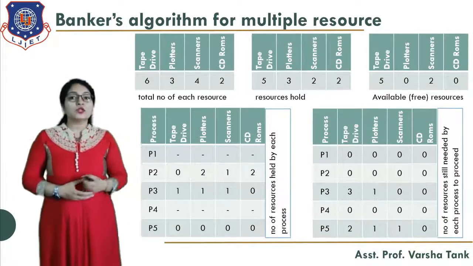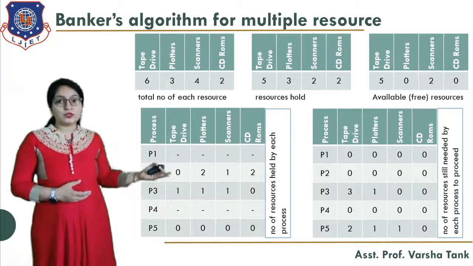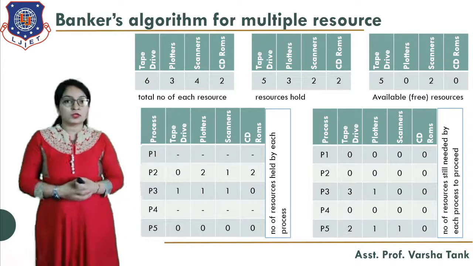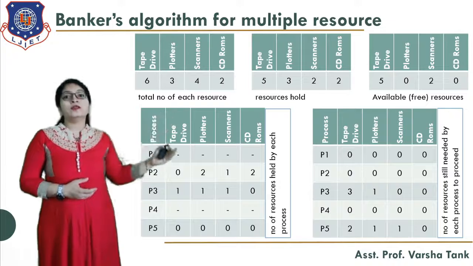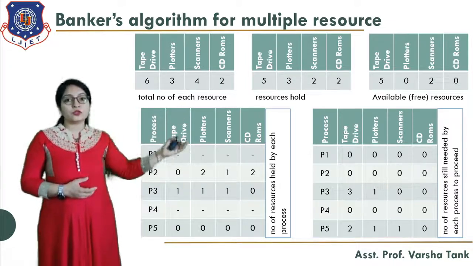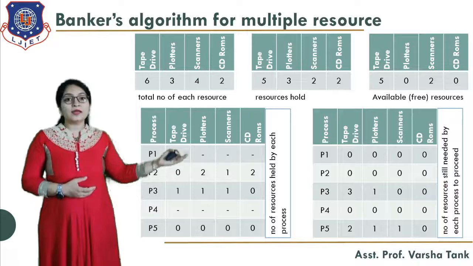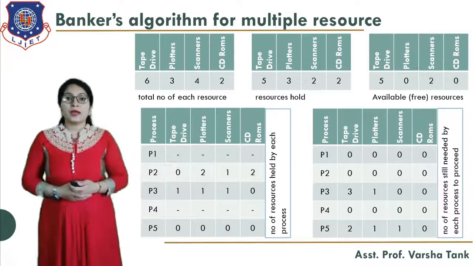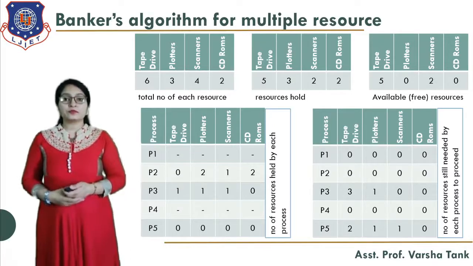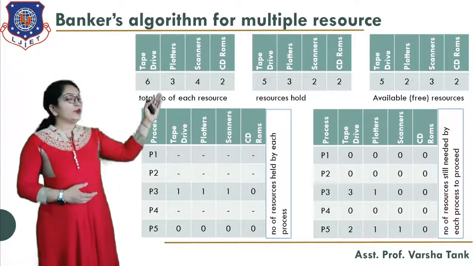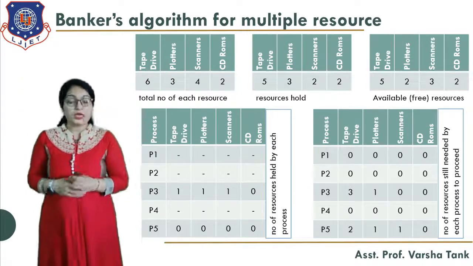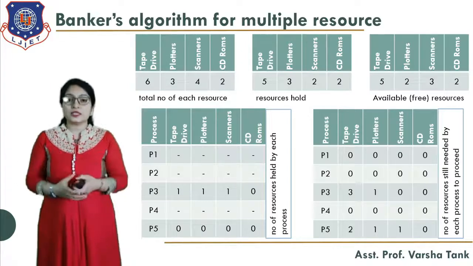Let's see again. The allocation for P2 is 0, 2, 1, 2. So what will happen when it releases all the resources? These resources will be added to the available resources. Tape drive is 0, so it stays 5. Then plotter is 2, and here plotter is 0, so it will become 2. Then scanner is 2, and here it is 1, so it will become 3. And CD-ROM 2. So 5, 2, 3, 2. Likewise, every time the available free resources will change whenever a process completes its execution.